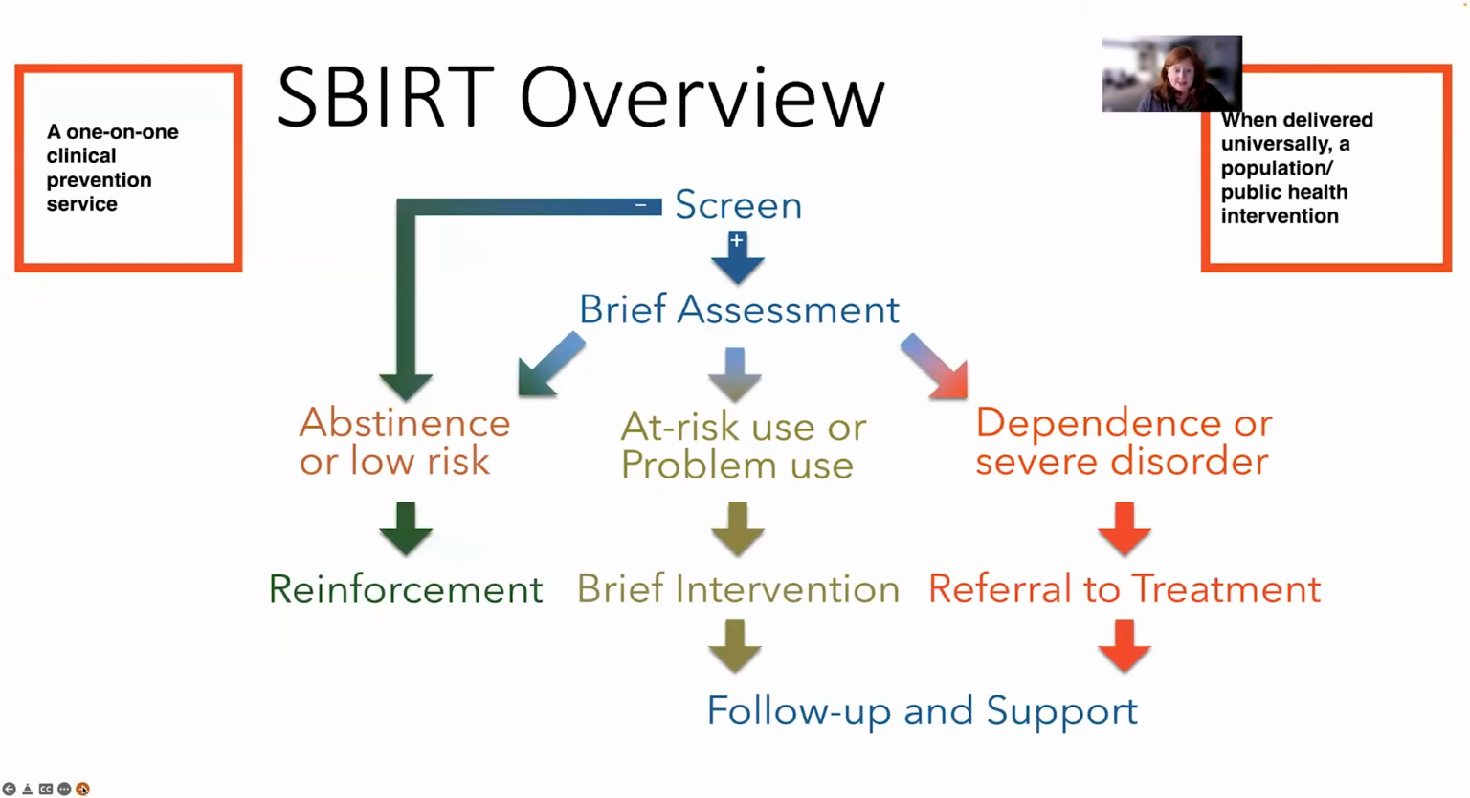The SBIRT process is a series of steps, screening people to ascertain who needs additional questions or who needs a pat on the back. Those additional questions help us titrate what kind of conversation or referral to treatment a patient needs to best meet their needs, dependent on where their symptomatology is landing them. What SBIRT is, it's a one-on-one clinical prevention service. And when it's delivered universally, it's a population or public health intervention.